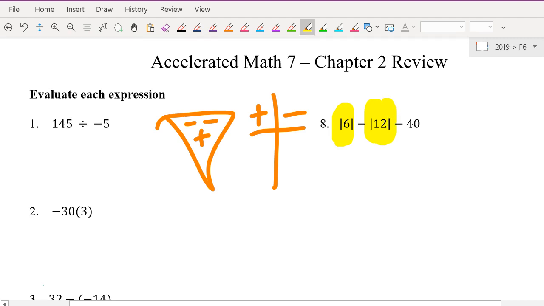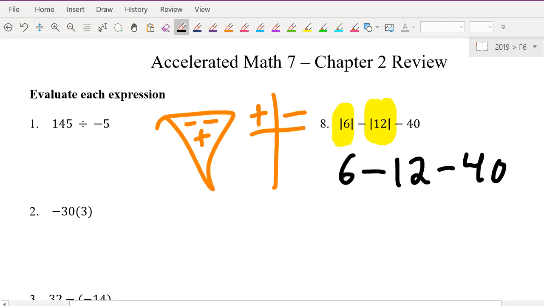How does absolute value work? It's the value of the number. Yes, always positive. If it starts out as a positive number, it ends up positive, and if it starts out negative, it ends up positive. It always ends up positive. So in this case, we have absolute value of 6. What does that turn into? 6. That stays 6. Absolute value of 12 stays 12.